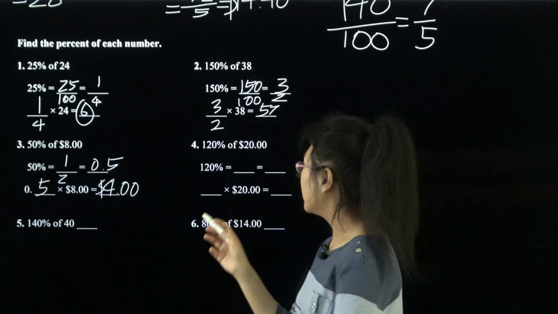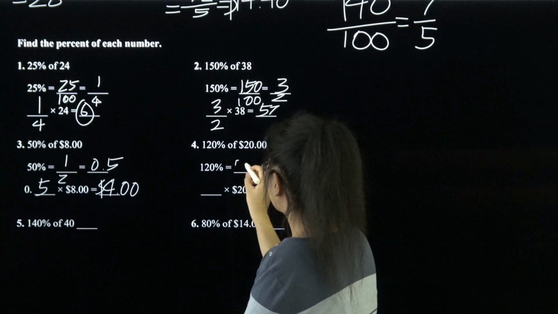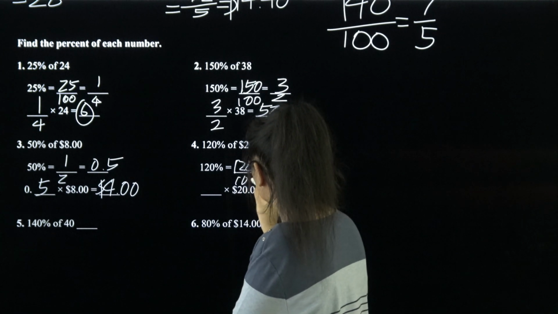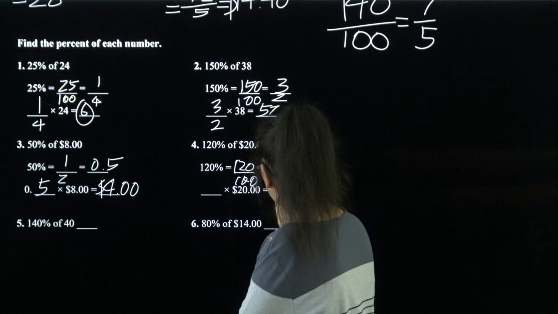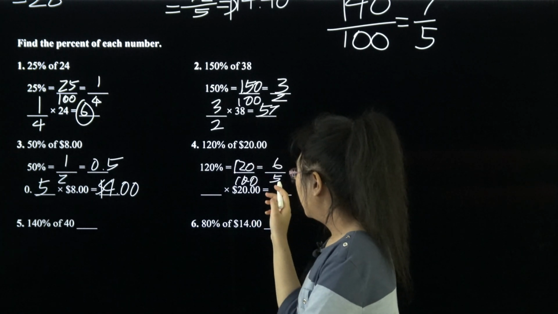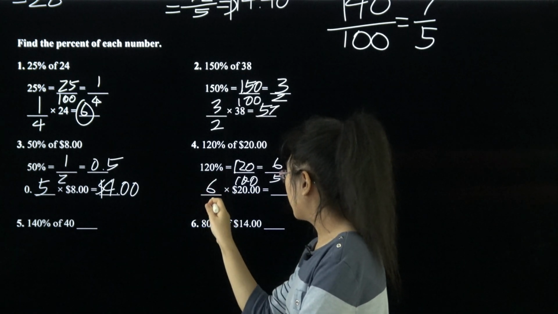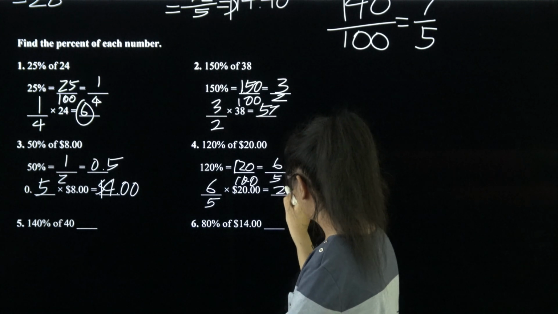So 120% of $20. So 120% equals 120 over 100, and that's equal to 6 over 5. So 6 over 5 times 20 is equal to $24.